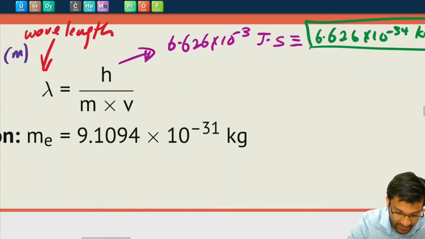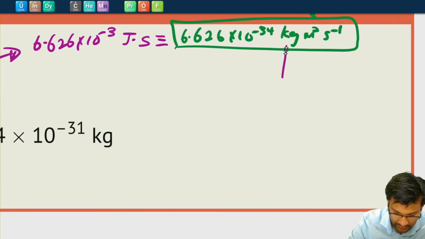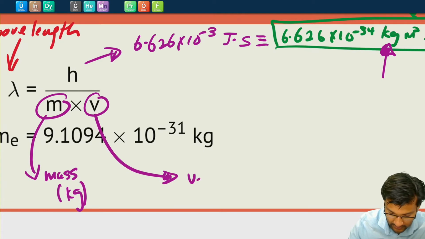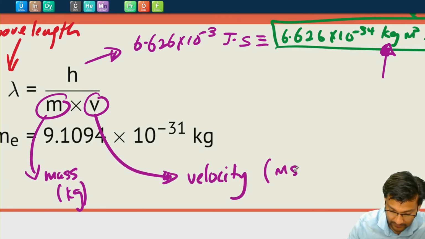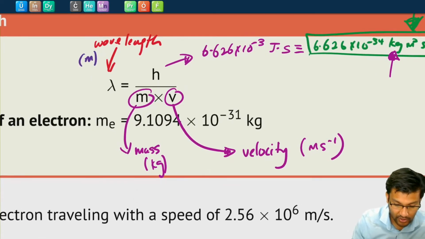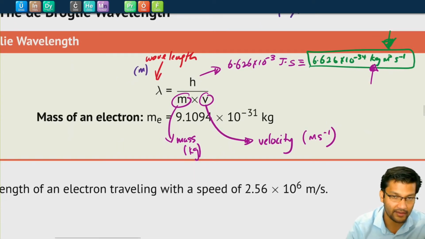Okay, m here in this equation is the mass, right? And usually that will be in kilograms because we want kilograms to cancel out with this kilogram up here. And then v is the velocity. And velocity is in meters per second. So most times that we'll use the de Broglie wavelength, it is for the electron, because that's really the quantum mechanical object that we're most interested in this course.